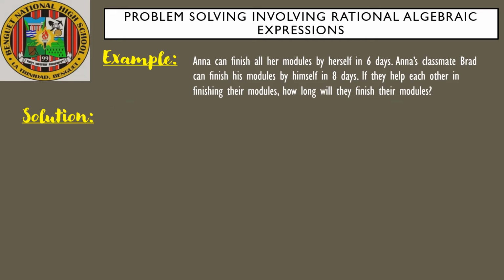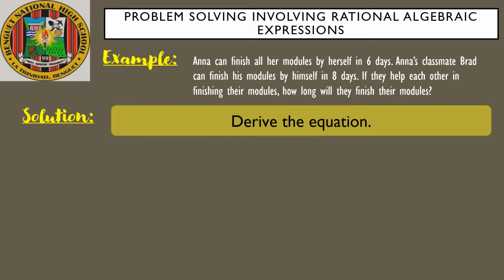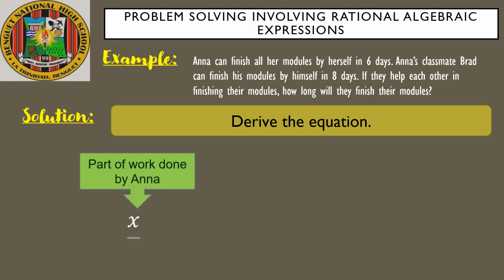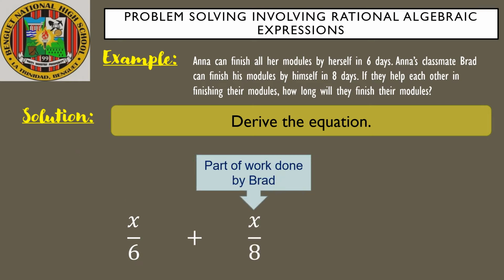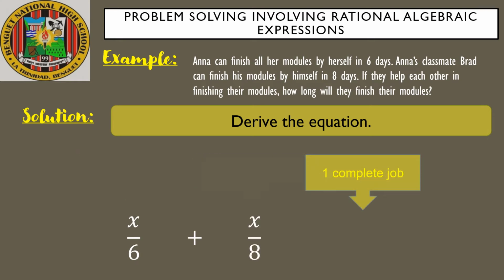The second step is to derive or write the equation that we are going to use to solve this problem. To solve for the length of time that Anna and Brad will take to finish their modules together, we have to add the part of work done by Anna to the part of the work done by Brad in order to complete one job. Thus, our equation is x over 6 plus x over 8 equals 1.